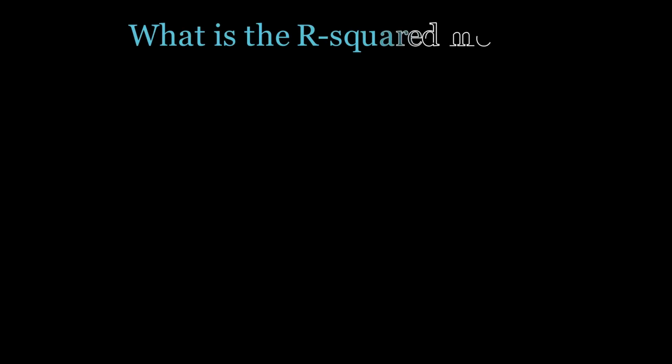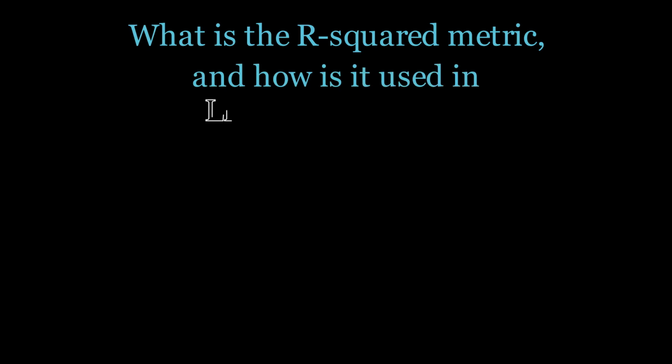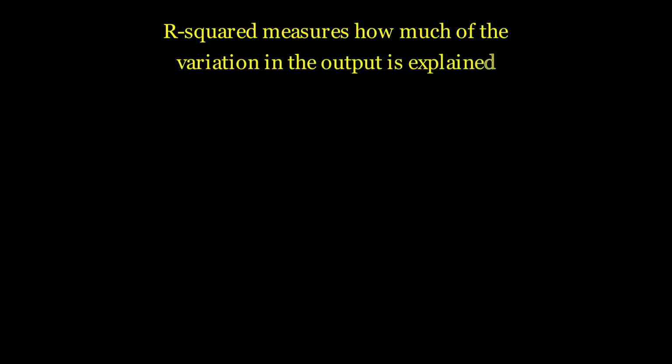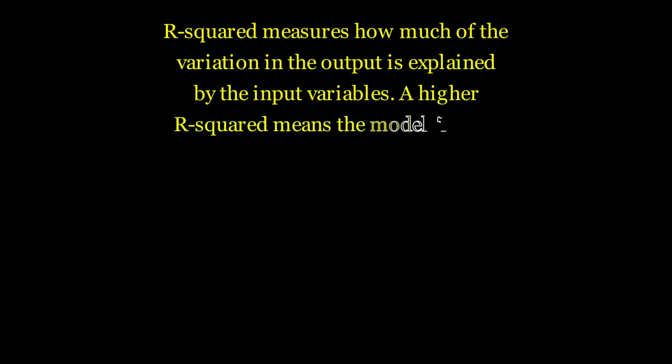What is the R squared metric and how is it used in linear regression? R squared measures how much of the variation in the output is explained by the input variables. A higher R squared means the model fits the data better.